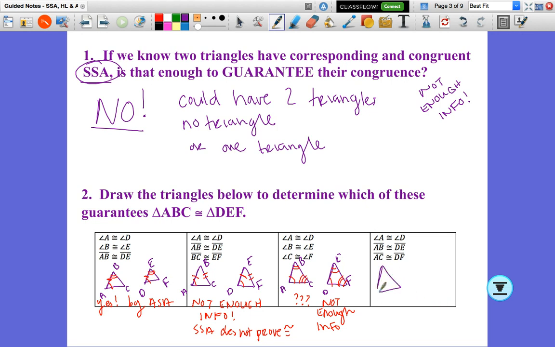And then let's take a look at this last one. A, B, C, and D, E, F. A is congruent to D, AB is congruent to DE, and AC is congruent to DF. That's a silly looking F. What about these? 2 sides with the angle between them, right? It's the angle where those 2 sides meet. They share that vertex. So yes, by side-angle-side.